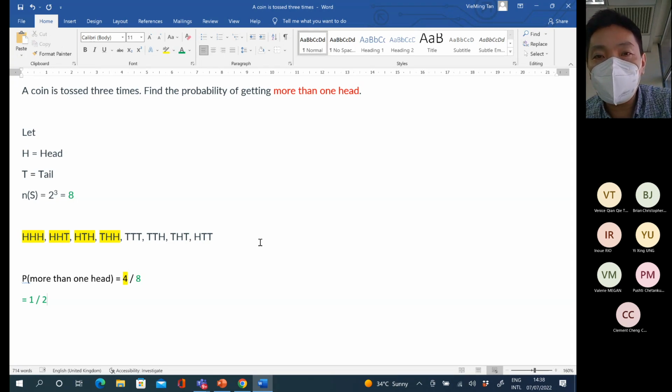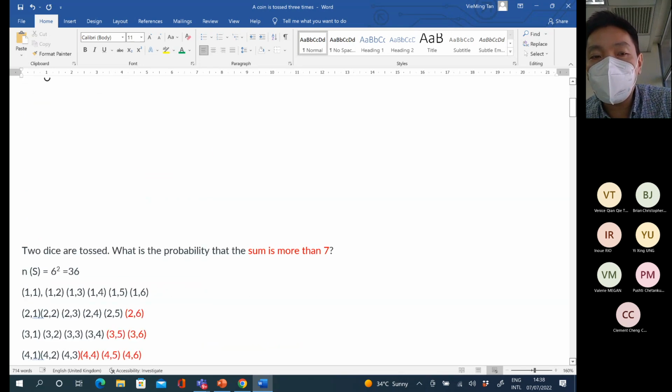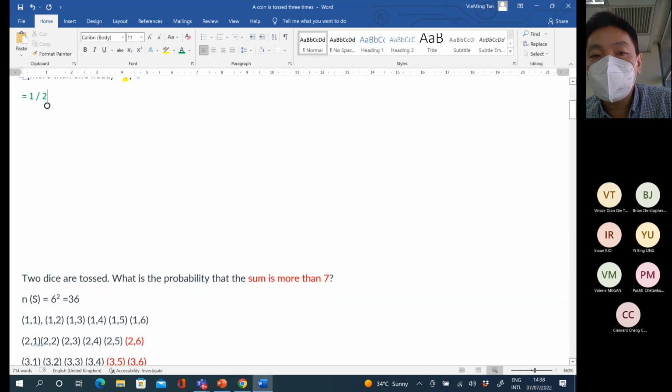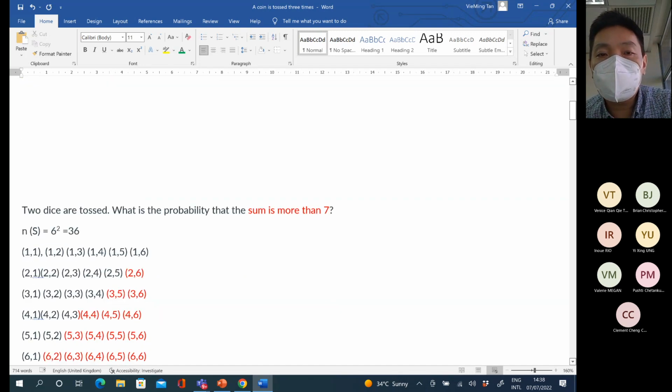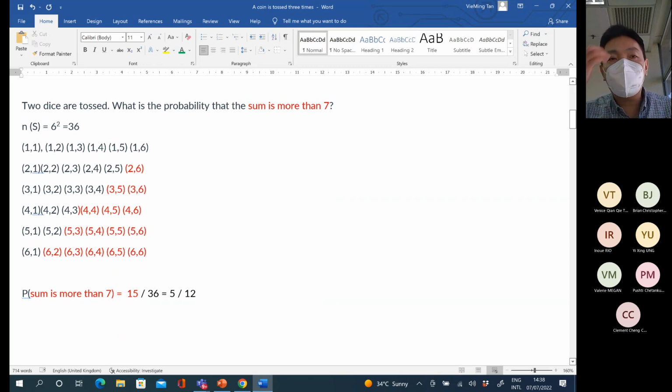The next question also involves independent events. That will be 2 dice. This one we can go through also, it's also important. This question says 2 dice are tossed. What is the probability that the sum is more than 7?